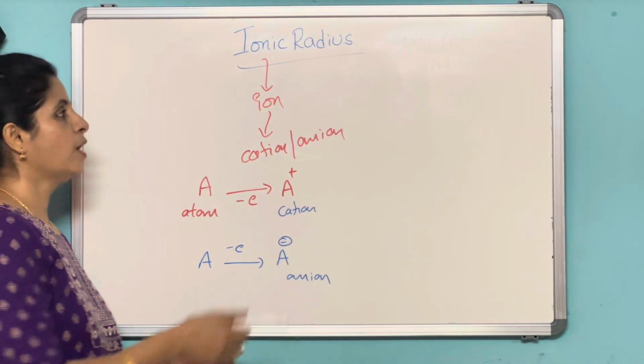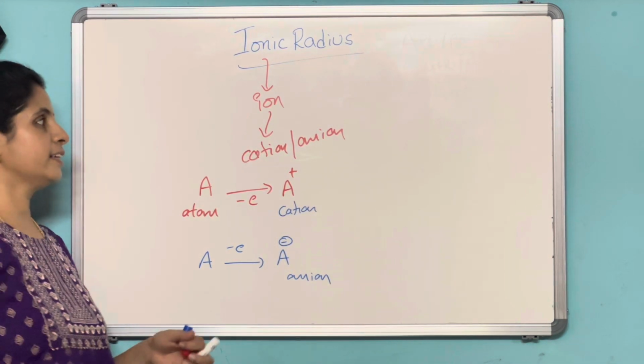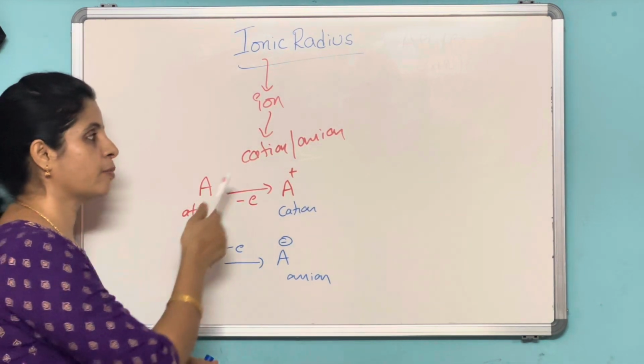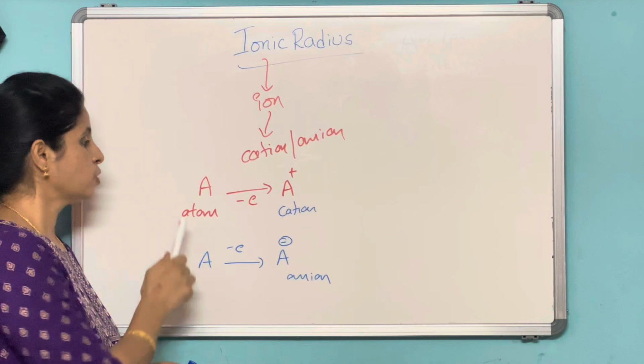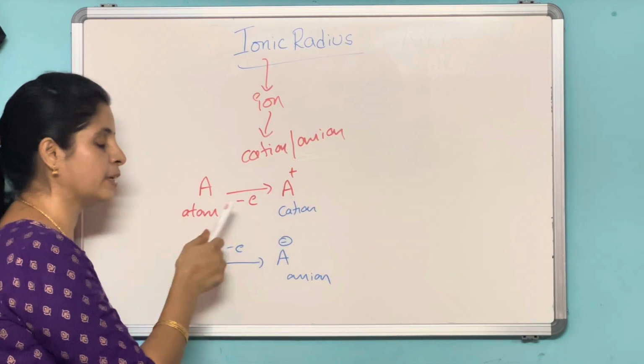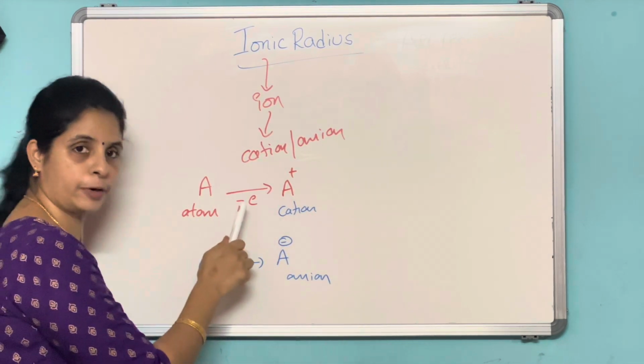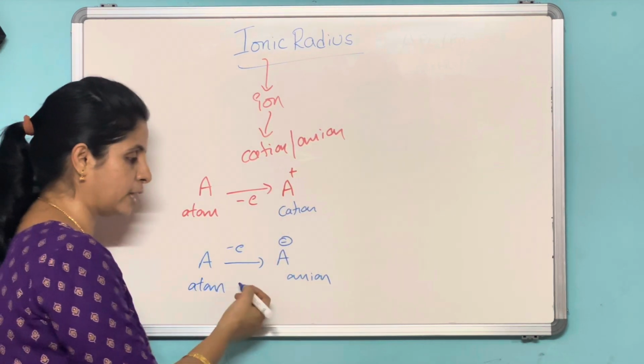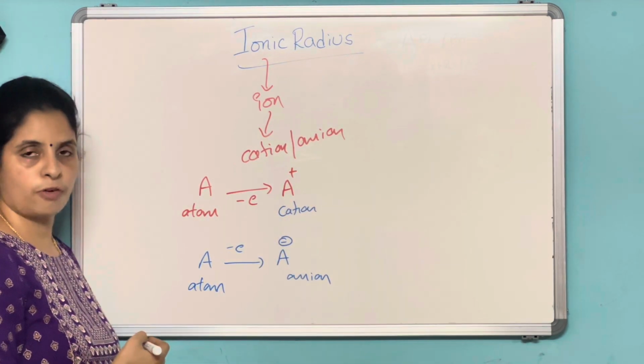Okay, so here we are talking about ionic radius. Ionic radius is nothing but the radius of an ion. So an ion may be a cation or an anion. How is a cation formed? From any atom, if we remove one electron, we will get a cation. If we add one electron, an anion is formed.